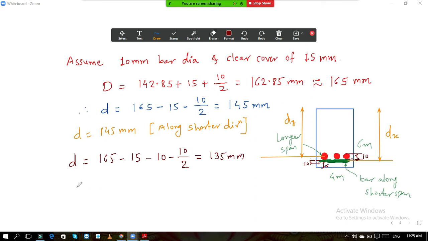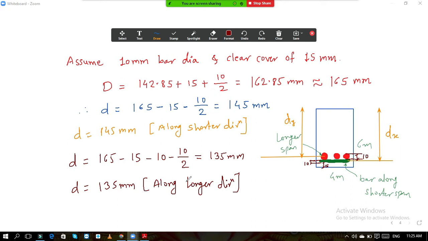135 mm. So here we can say that D is equal to 135 mm along which direction? Along longer direction. Okay. Why is this happening? First you lay down the bars which are parallel to the shorter direction. आधी तुम्ही काय करता? Shorter direction चे सगळे बार टाकता.